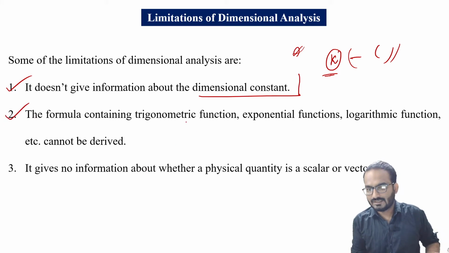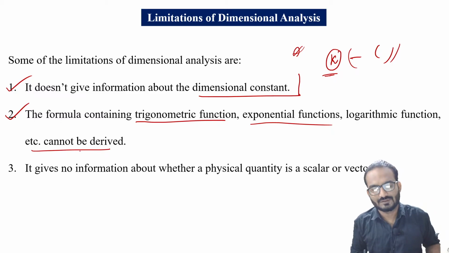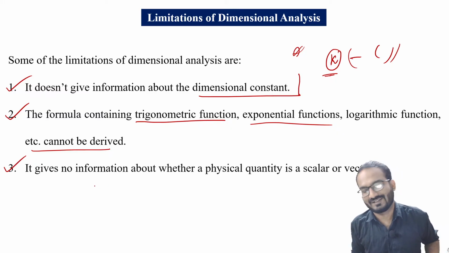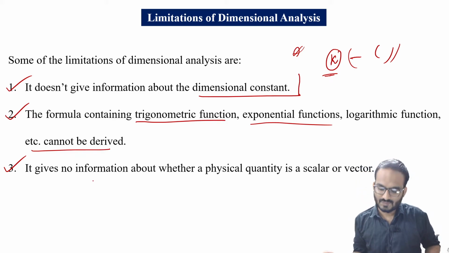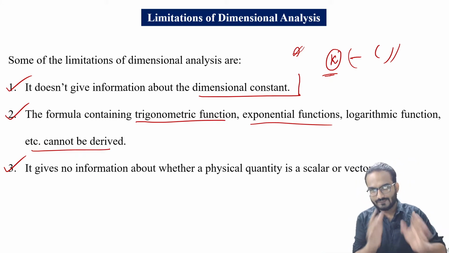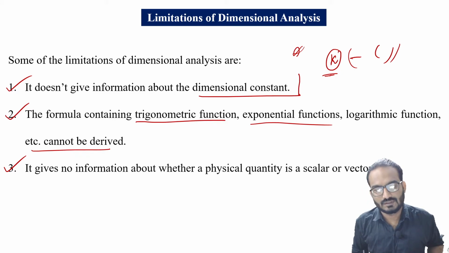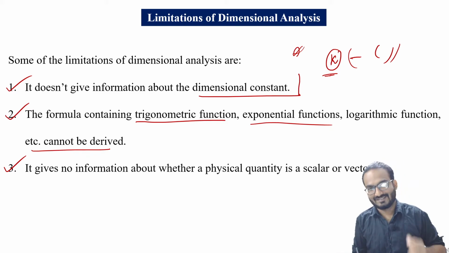The formula containing trigonometric functions, sine, cos, tan, exponential functions, logarithmic functions, etc., cannot be derived. So this is a serious limitation of dimensional analysis. Number three, it gives no information about whether a physical quantity is a scalar or a vector. It considers all the quantities in the same way. It cannot differentiate between a scalar and a vector quantity. So these are some limitations. Although, irrespective of these limitations, the dimension analysis technique is very useful in our day-to-day life, and for you guys, it is very useful for your CSIR NET physical science exam.